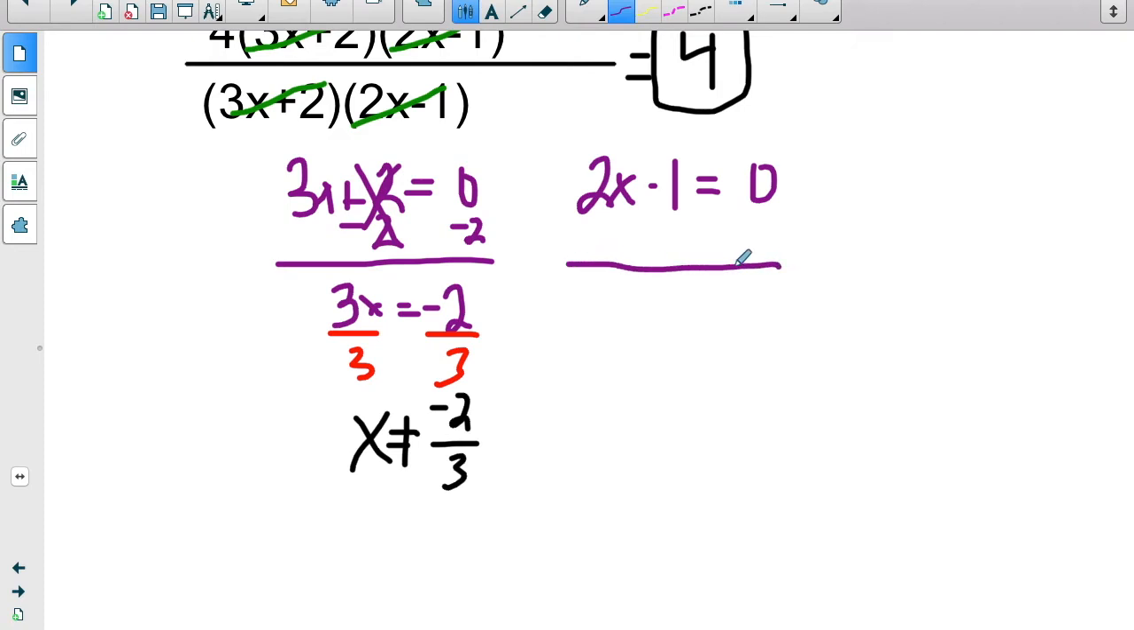We can do a similar thing with the other one, so we can add 1 to both sides. Because again, we're just trying to solve for the value of x. Because adding 1 would get those to cancel, leaving me with 2x equals 1.